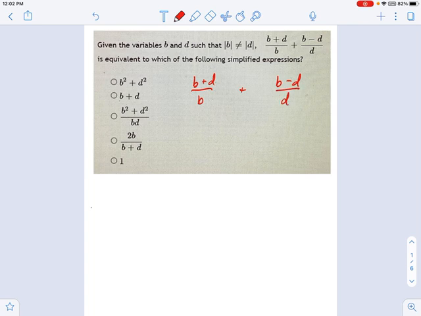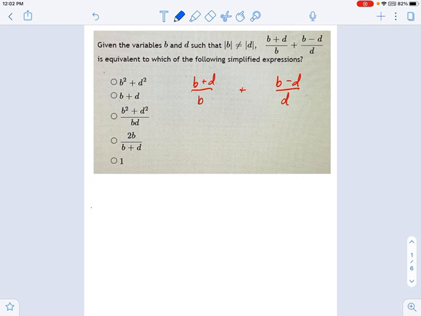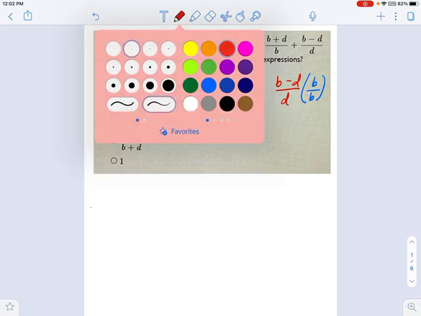And what do we have to multiply this by? Well, if I want common denominators, I need a b and a d on the bottom. So the fraction on the left needs a pair of d's. The fraction on the right needs a pair of b's. Notice I'm not changing the actual value of these fractions. I'm just changing how they look by multiplying them by some kind of a 1. b over b is just equal to 1.